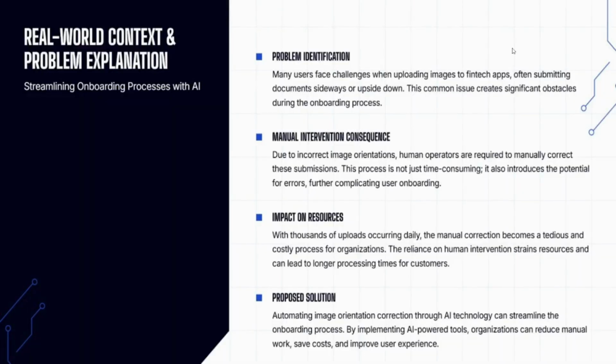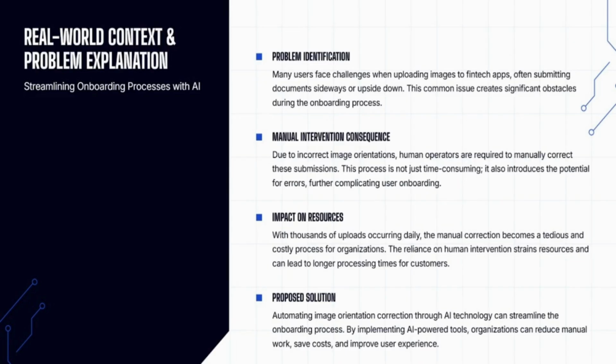First of all, let's talk about the real world context and the problem explanation. Picture this: you are onboarding a customer in a fintech app. They are required to upload a government ID or a document. It can be an Aadhaar card, PAN card, passport, etc. But wait, many users accidentally upload their images sideways or upside down. It means images with wrong orientations. What happens next? Then manual intervention will come.